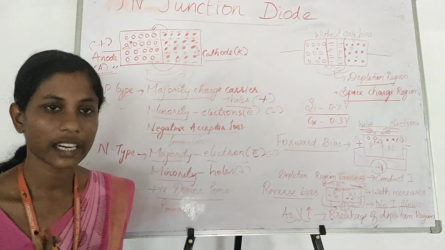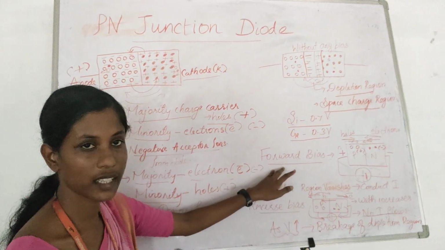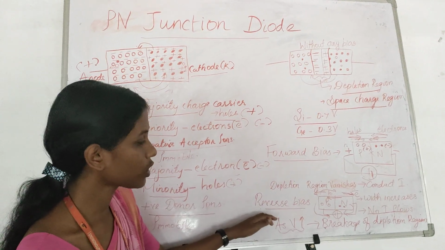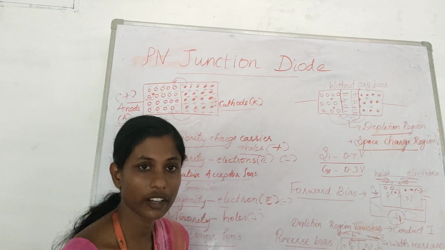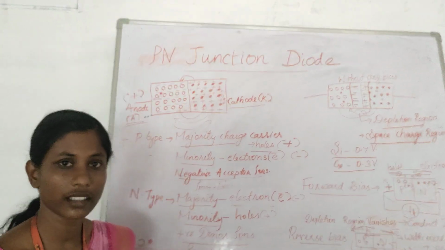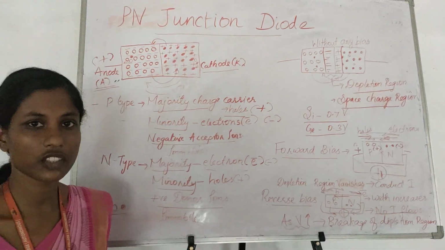So in a PN junction diode, current will flow in forward bias mode only. In reverse bias mode, current will not flow. Only after the breakage of the depletion region, the current will increase rapidly to other values. So this is all about the construction and biasing of a PN junction diode.